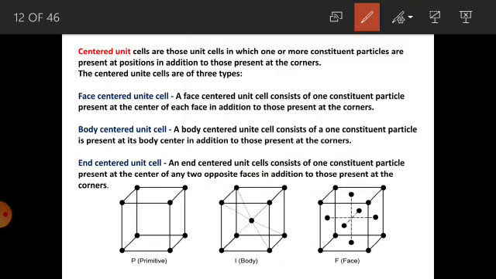The third one is the end-centered unit cell. An end-centered unit cell consists of one constituent particle present at the center of any two opposite faces, in addition to those present at the corners. Students, focus on this diagram. In the end-centered unit cell, the corner particles are present as they are. Apart from these, there are two particles present at two faces which are opposite to each other, and such unit cells are called end-centered unit cells.